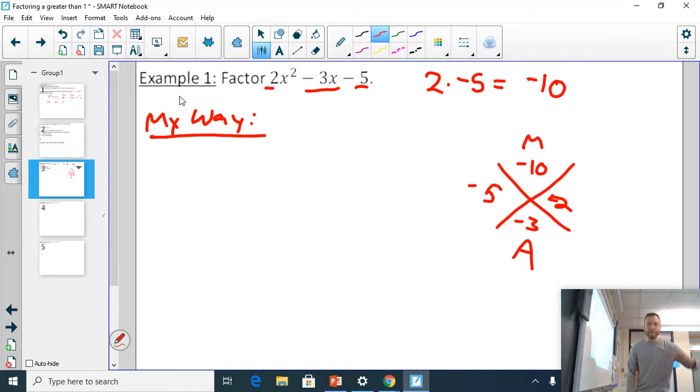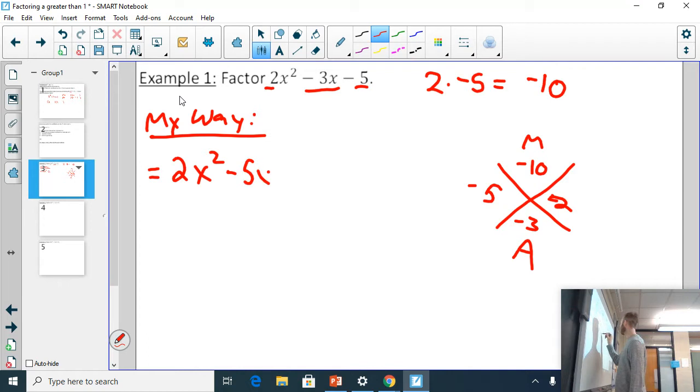My third step is I say split the middle. And what does that mean? That means I'm going to rewrite 2x squared, but then that middle term, negative 3x, I'm going to use these two numbers I just found to split it up. I'm going to split it up into negative 5x and plus 2x. That's coming from this negative 5 and this 2 I found. And I can do that because negative 5x plus 2x is negative 3x. It's the same thing, I'm just rewriting it.